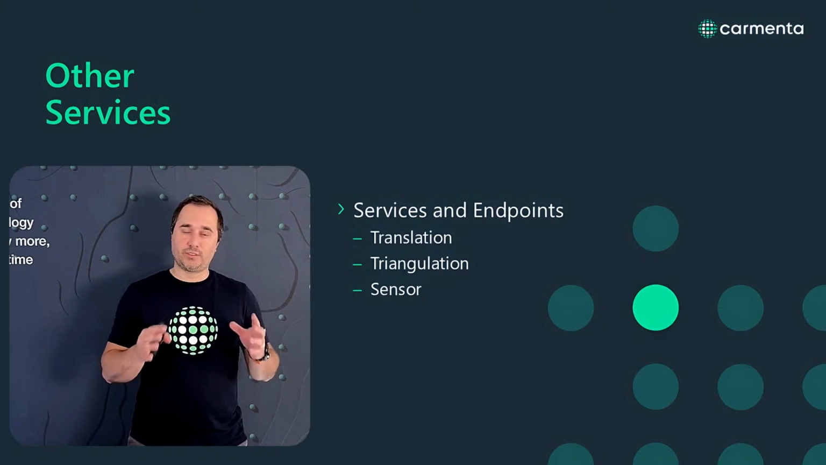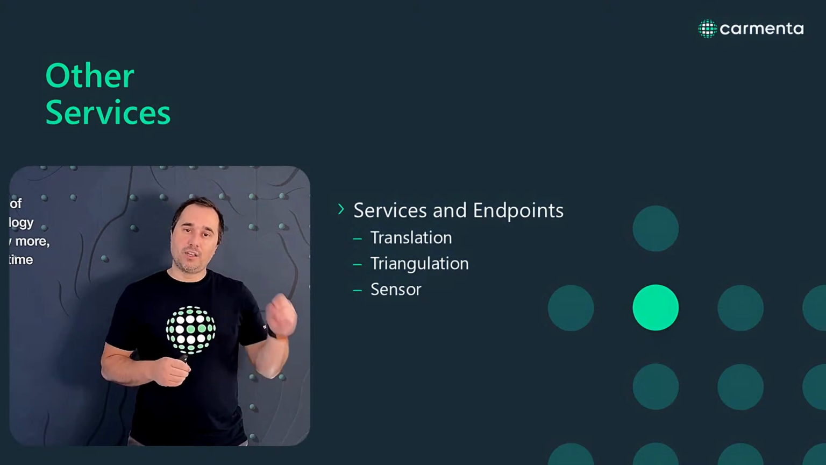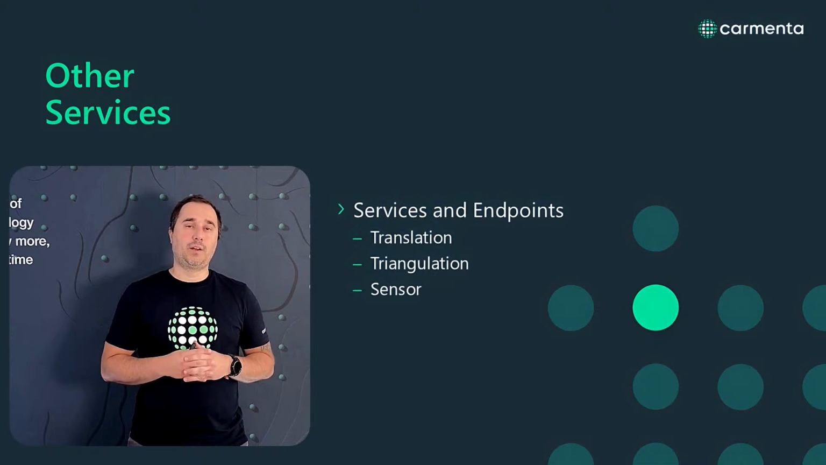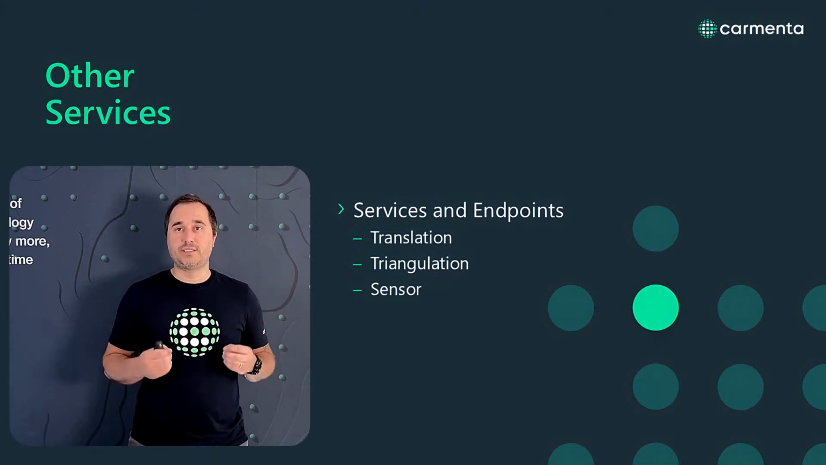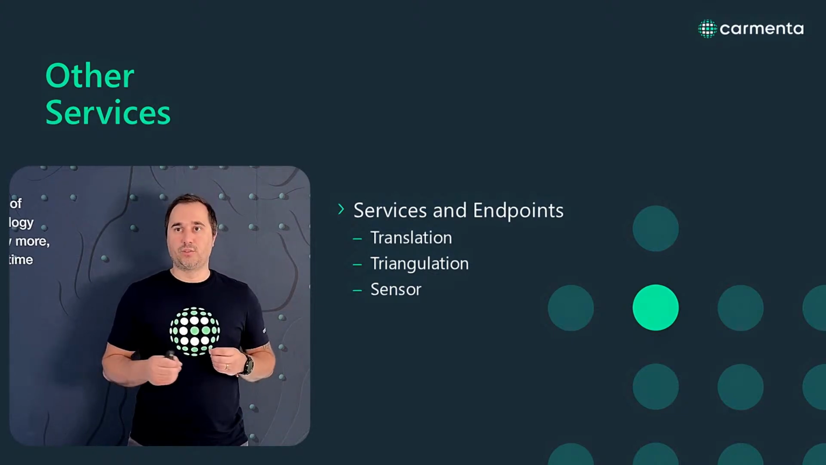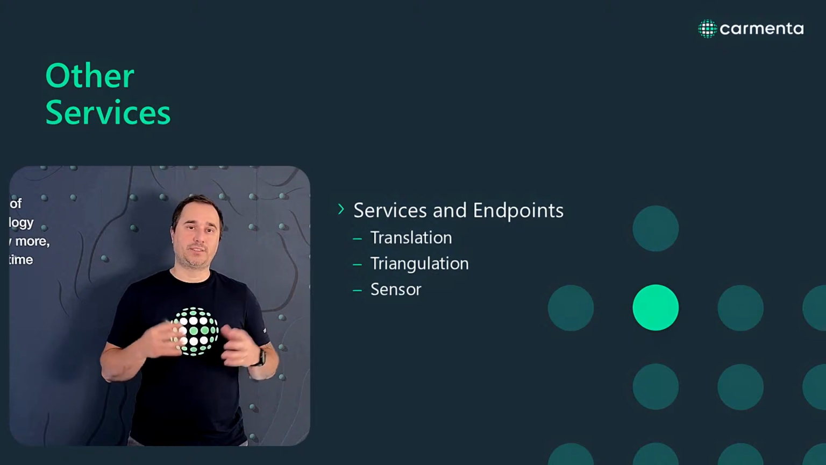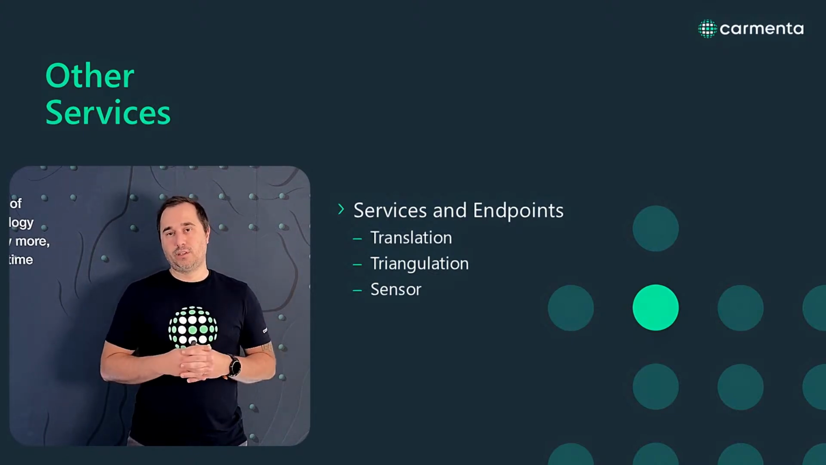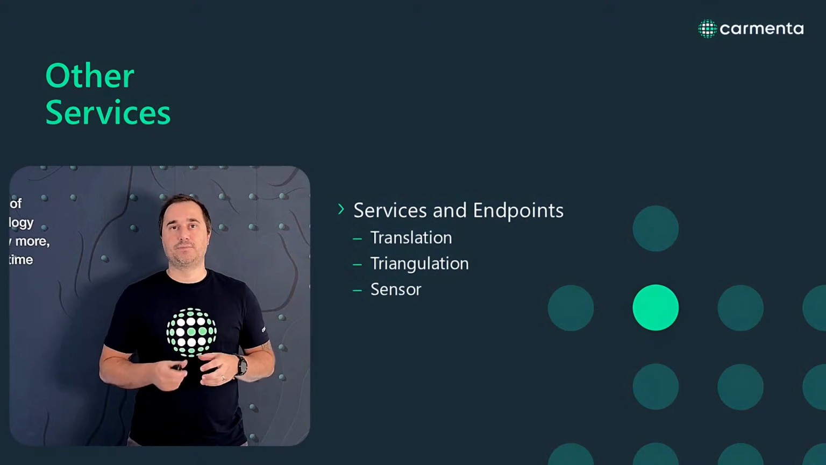And lastly, I just wanted to highlight some of the services that are intended for future development, just so you have a taste of what's coming up. We have something called the translation service that will be used to convert different coordinate systems and spatial references. Triangulation service to determine precise locations based on multiple reference points or bearings. And lastly, our sensor services to optimize sensor placement and analysis for sensor coverage for various applications.